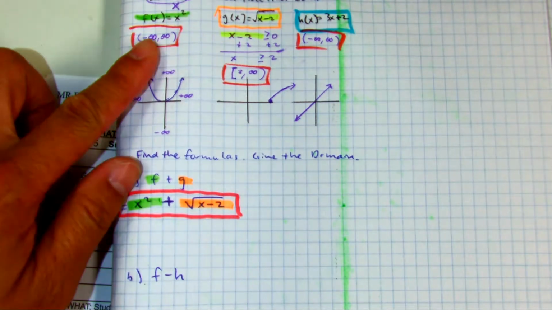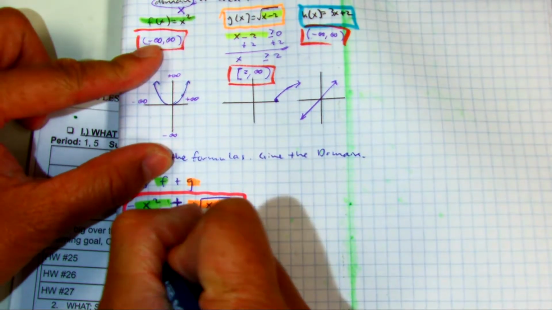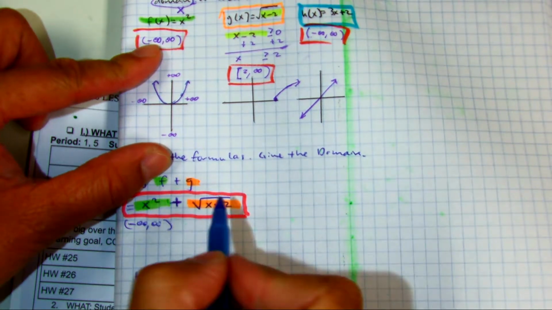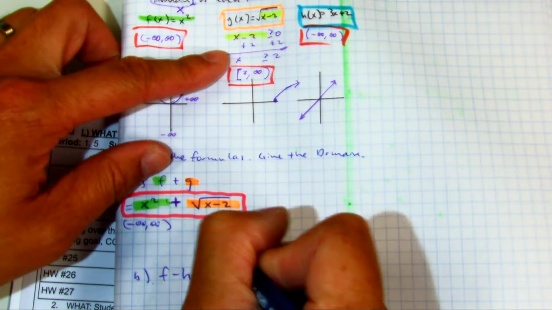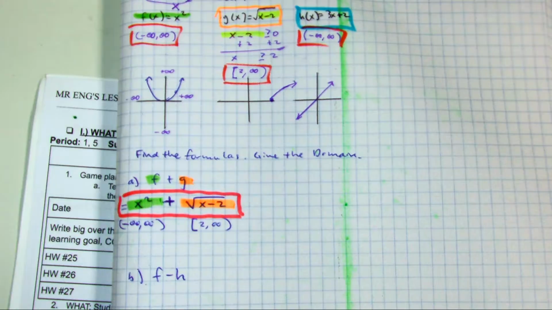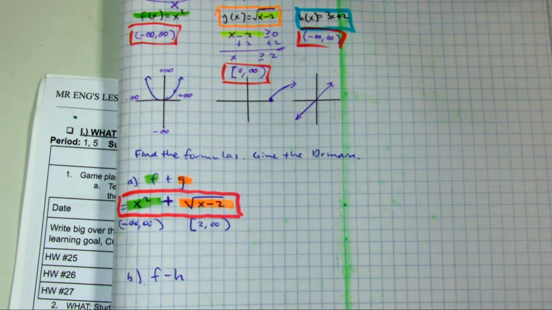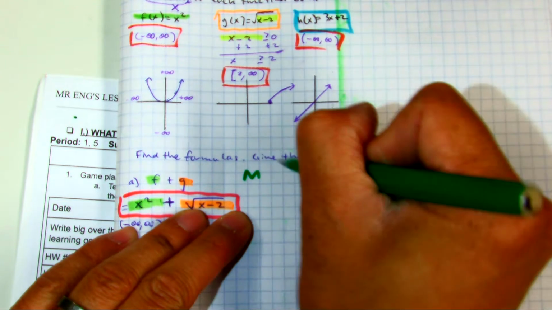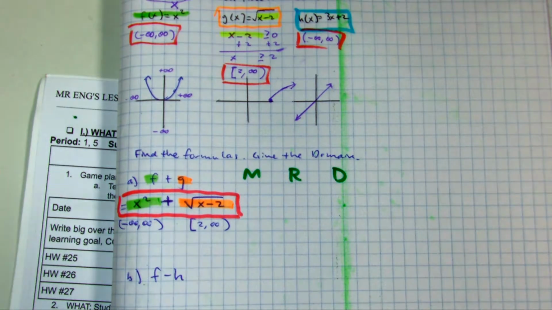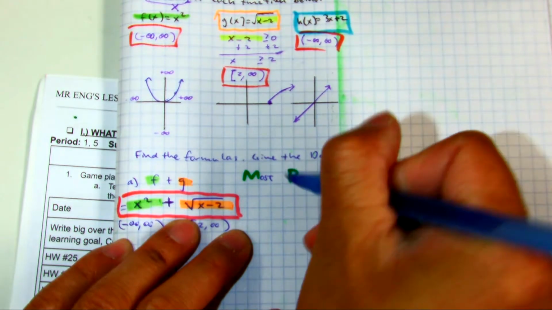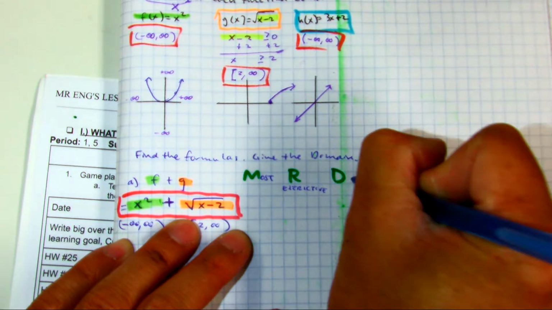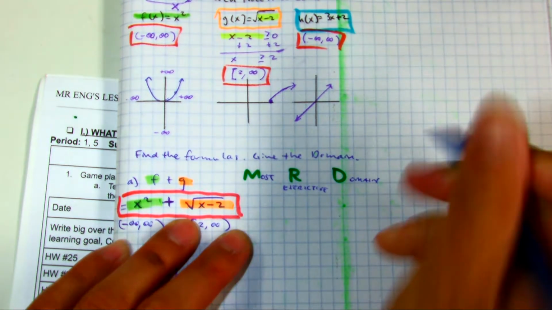The domain here is negative infinity to positive infinity. I like to write it right below. And then this one says 2 to infinity. And what we have to do here is pick the MRD. Repeat after me. Most restrictive domain. Class, what does MRD stand for?